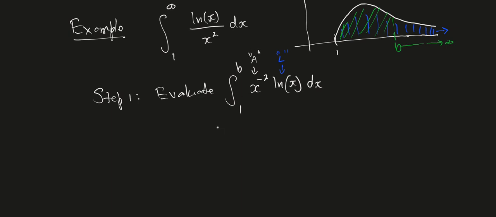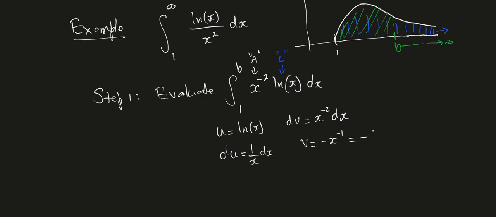So we're going to let u be the natural log of x, and then dv will be x to the negative 2 dx. Differentiate this, so du is 1 over x dx, and integrate this. So v is negative x to the negative 1, or I can just write that as negative 1 over x.